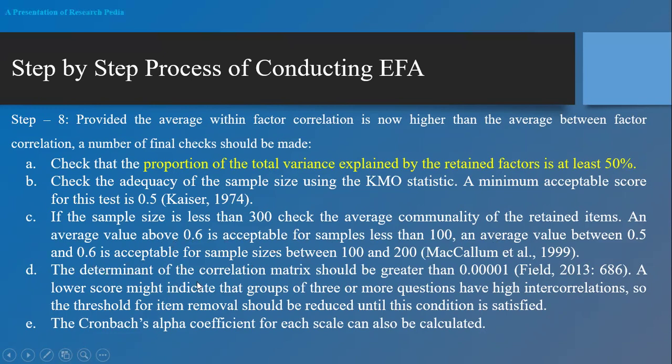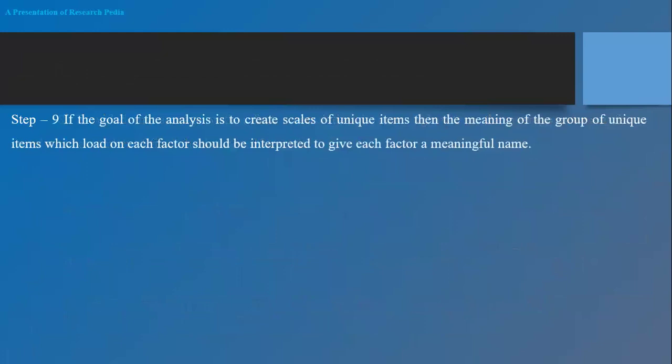The determinant of the correlation matrix should be greater than 0.00001. A lower score might indicate that a group of three or more questions have high intercorrelation. So, the threshold for item removal should be reduced until this condition is satisfied. The Cronbach alpha coefficient for each scale can also be calculated. So these are some other considerations that we need to apply.